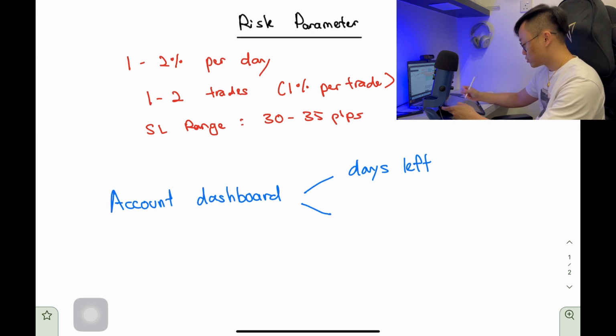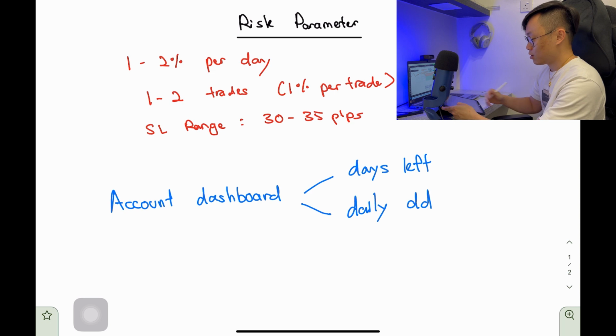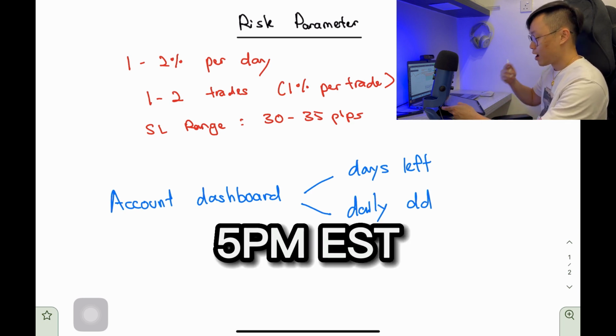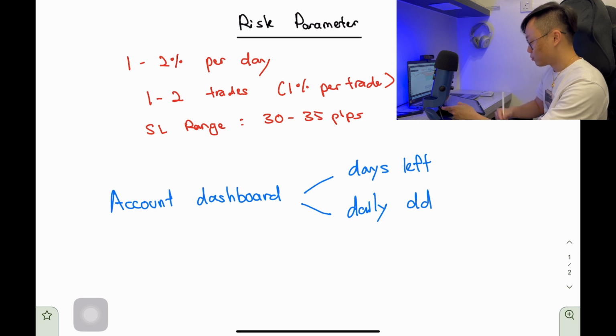Other than that, you also need to check the daily drawdown, because it always resets at 5 p.m. Eastern time every day. So you need to check what the new daily drawdown is before you start trading, so you are aware of it and you're not hitting the daily drawdown. So that's about it for today's video, the 3 things that you need to check before you start trading.